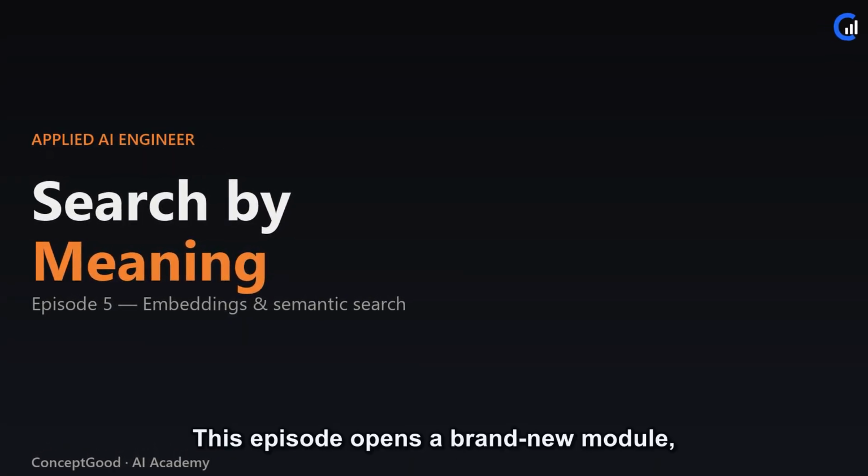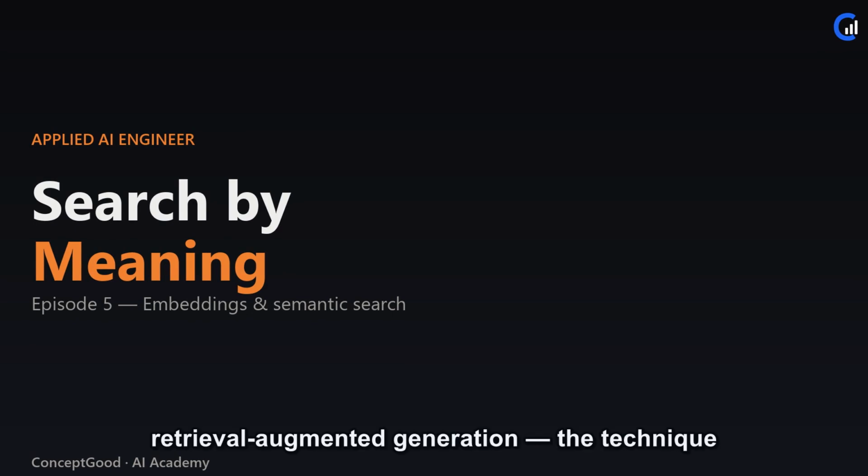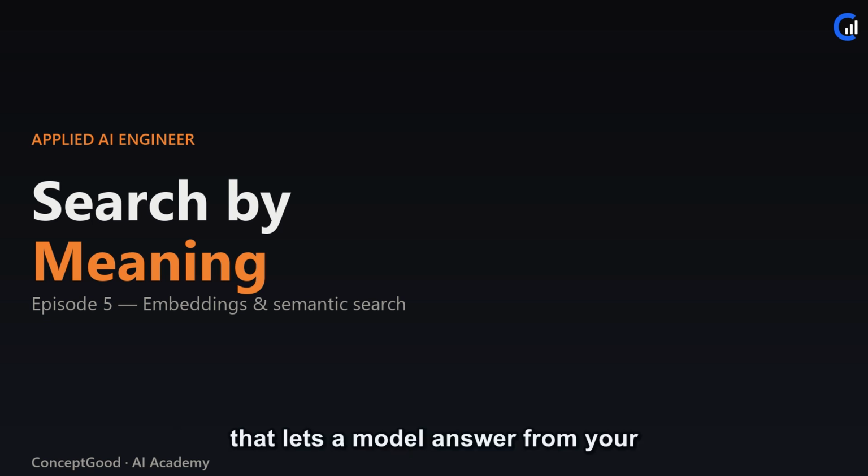This episode opens a brand new module, Retrieval Augmented Generation, the technique that lets a model answer from your own documents instead of guessing. Everything in RAG rests on one idea, embeddings, so that's where we start. Today we'll turn text into vectors of meaning, build cosine similarity by hand in NumPy, run a real semantic search over the Atlas docs, and see exactly when searching beats stuffing everything into the prompt.